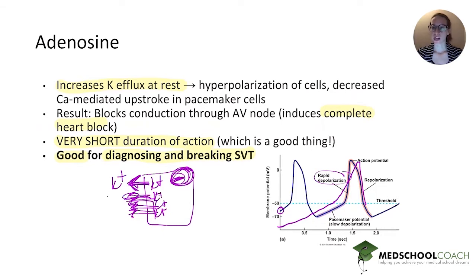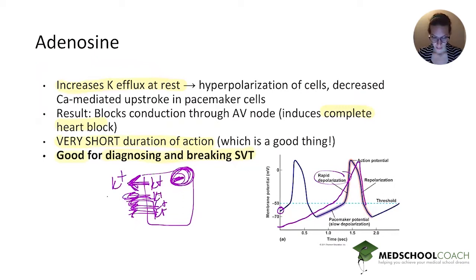Well, because the whole point of an SVT is that it's coming from somewhere in the AV node or above. So if we block the AV node, we're going to block the pathway that reentrant circuit is taking, and we're going to halt that circuit, and we can get back into normal rhythm. It's not going to work for something like VTAC, because VTAC isn't utilizing the AV node in order to create the tachycardia, so blocking through the AV node isn't going to touch your reentrant circuit.